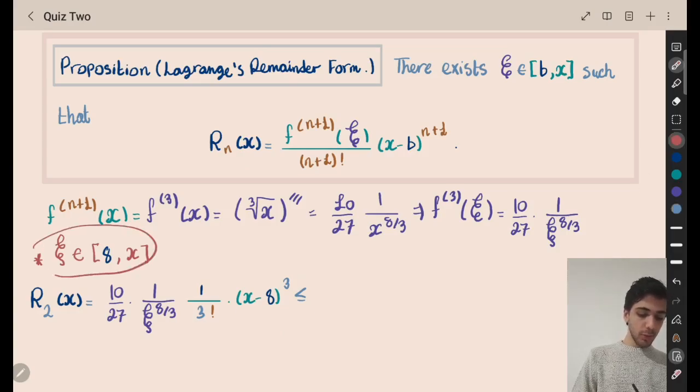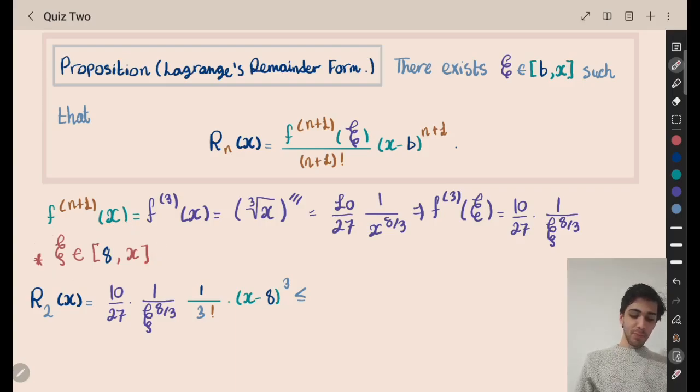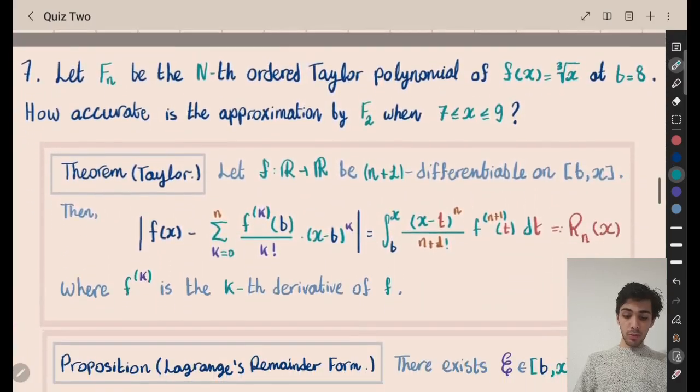And I've not written this out of thin air. This probably has to be used at some point, and it will be used now. So if we want to bound this remainder by a number that's bigger, and we have this psi here, and psi is between x and 8, and let me further write this as, well, x is between 7 and 9. This is by construction as well.